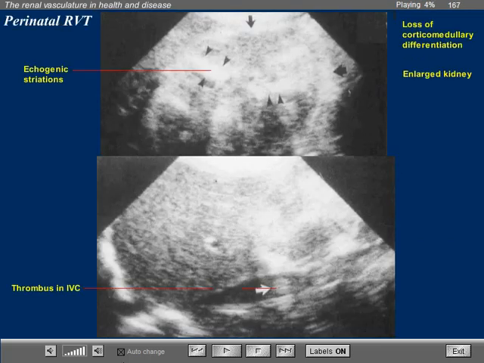In this other infant, and we're showing an example of perinatal renal vein thrombosis, the right kidney in the sagittal projection shows loss of the corticomedullary differentiation and echogenicity in the form of striations, as well as enlargement of the kidney. All these are suggestive findings of renal vein thrombosis. There was a thrombus in the inferior vena cava, as indicated by the arrow.